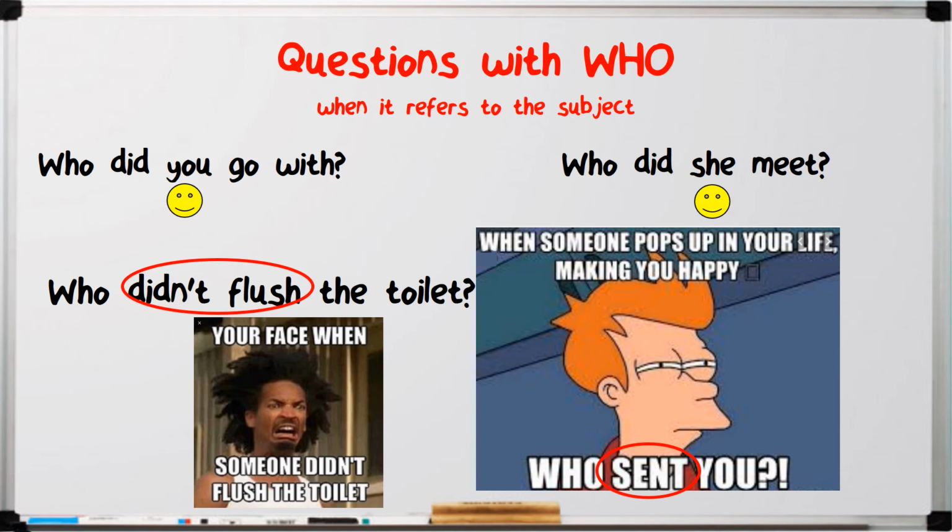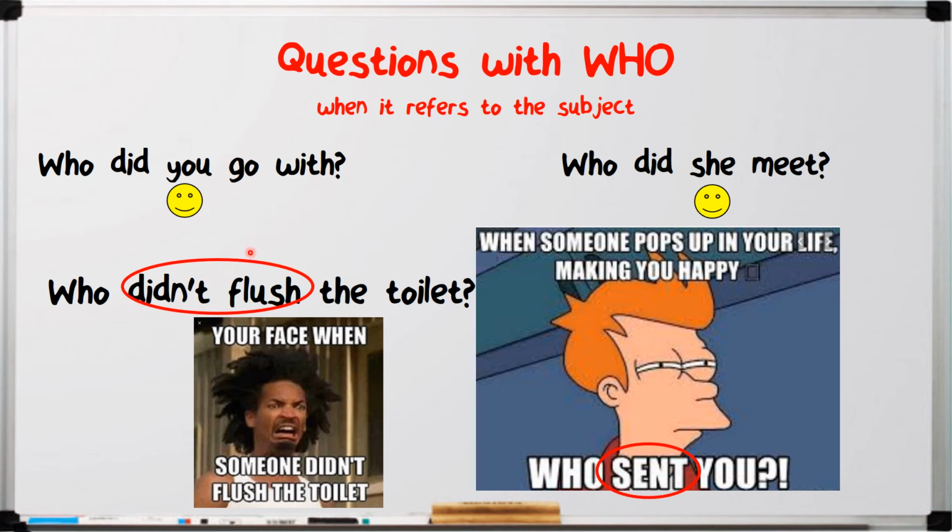And finally, questions with who. Look at the following examples. Who did you go with? My subject is you. Who did she meet? My subject is she. In this case, I'm not asking for the subject. I'm asking for another person besides the subject.